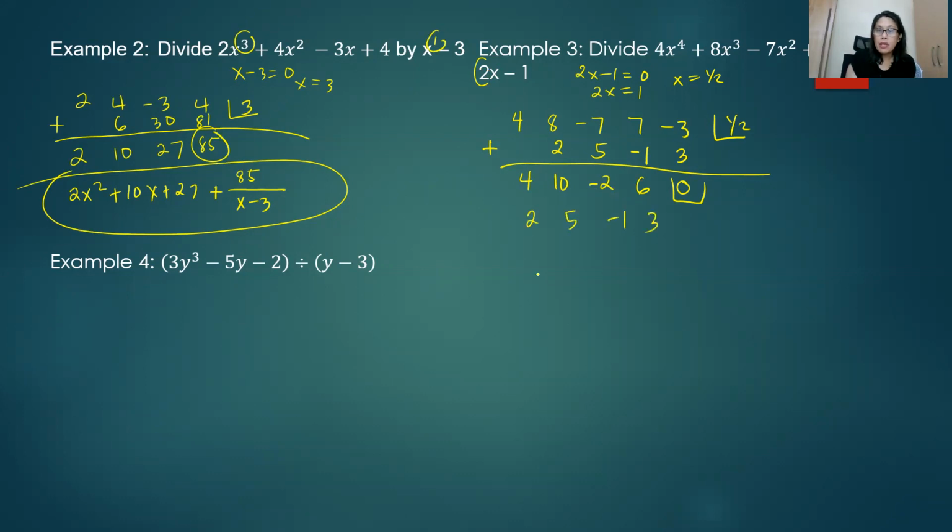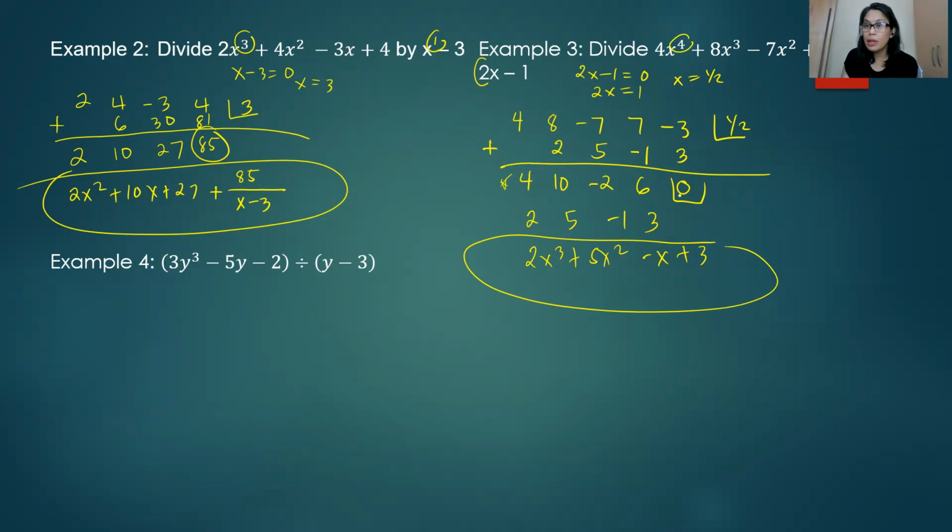So the answer must be degree 4 less degree 1. So this is 2x cubed plus 5x squared minus x plus 3. So this is the answer. Take note that we divide everything here by 2 except for the remainder. If there's a remainder here, we will not divide the remainder by the coefficient of x. I'm referring to the divisor. So here we have 3. And then since there's no degree 2, we'll represent this by 0. And then we have negative 5, negative 2.